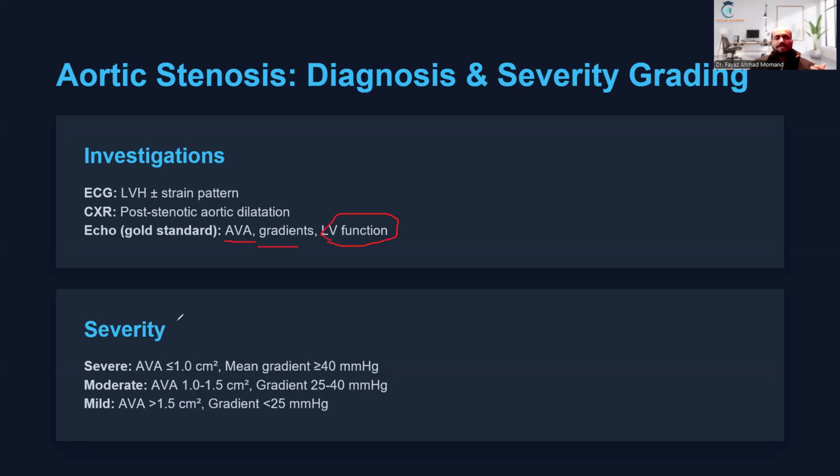Now, based on echo, we can divide it into severity. Severe aortic valve disease is area equal to or less than 1 centimeter square, or pressure gradient equal to or more than 40 millimeter Hg. Moderate is area of 1 to 1.5 centimeters square, pressure gradient 25 to 40 millimeter Hg. Mild aortic stenosis is area more than 1.5 centimeters square, and pressure gradient less than 25 millimeter of Hg or mercury.